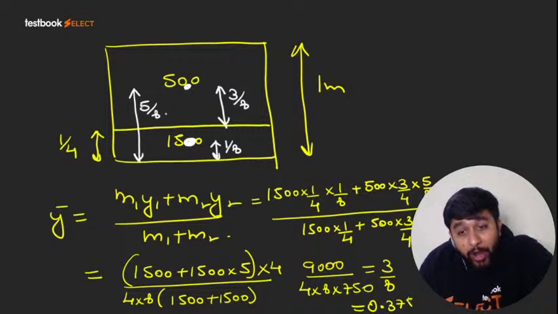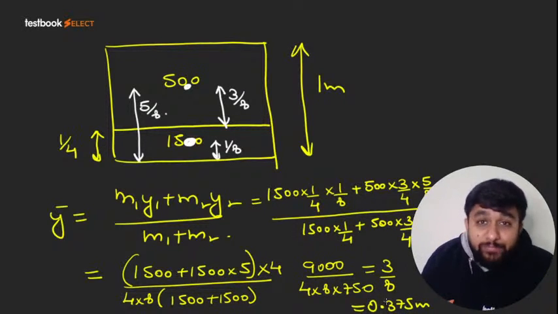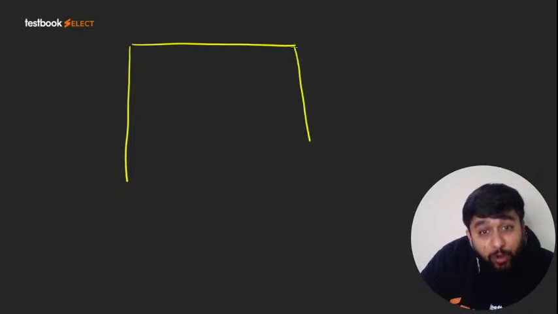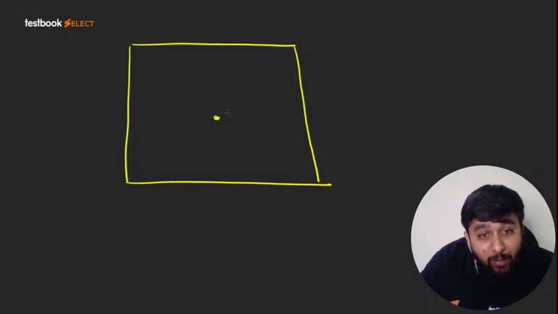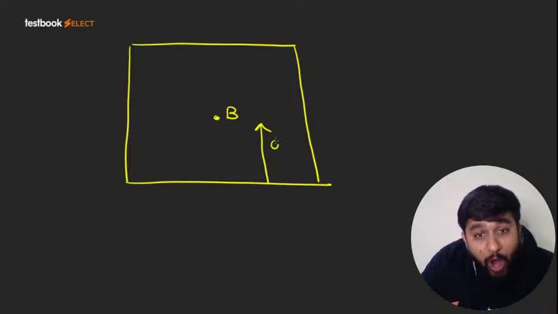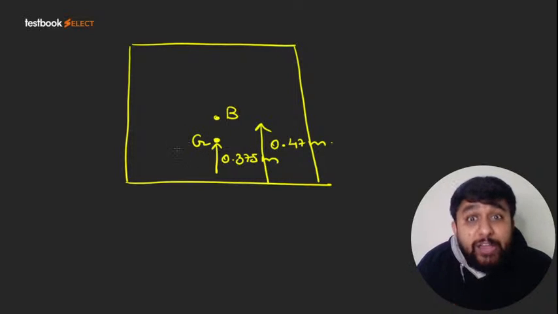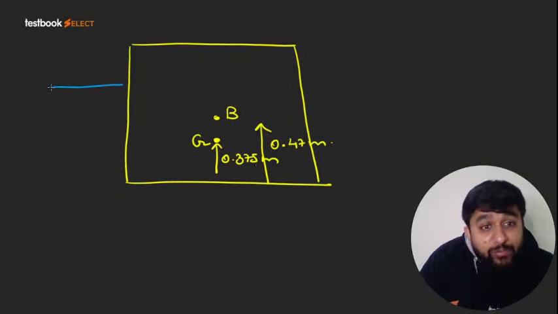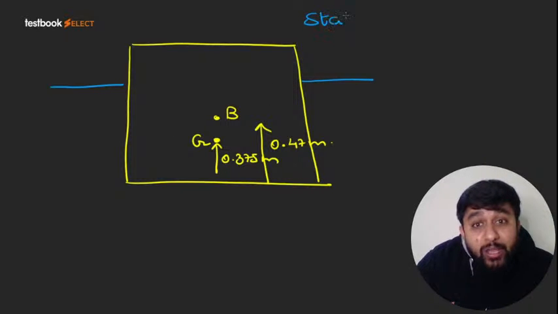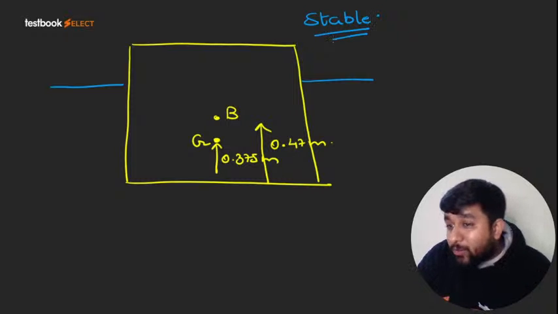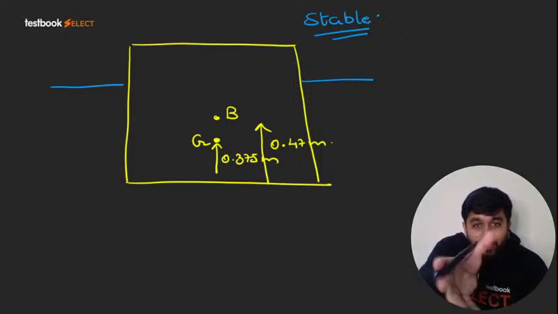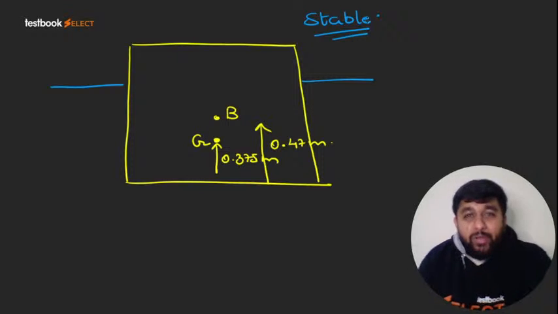0.375 meters from the bottom. So for this particular body, which is floating, the center of buoyancy is nearly at a height of 0.47 meters from the bottom, and center of gravity is at a height of 0.375 meters from the bottom. So center of buoyancy is above center of gravity. So this floating body is in stable equilibrium. Which equilibrium? Stable equilibrium, right? So for rotational disturbances, this is in stable equilibrium.